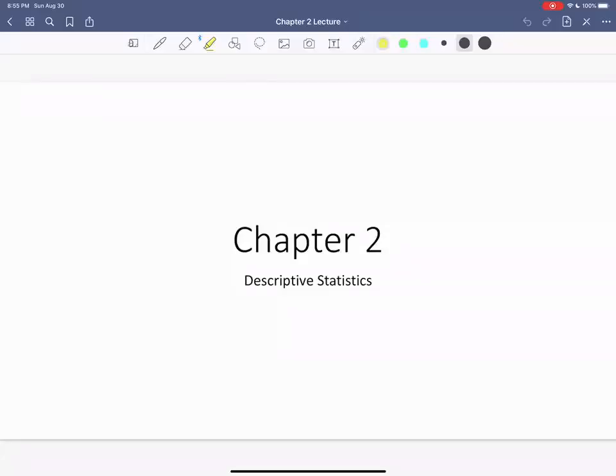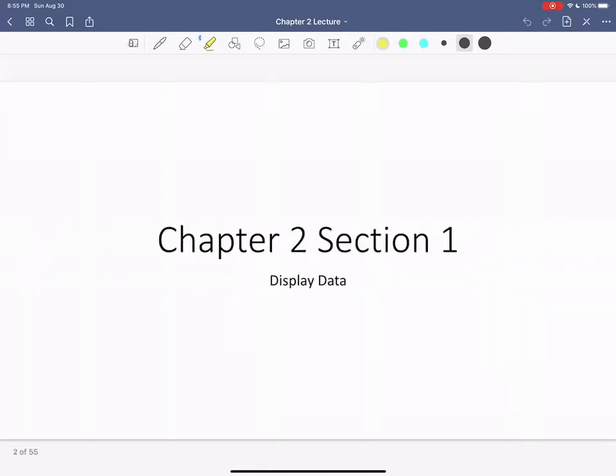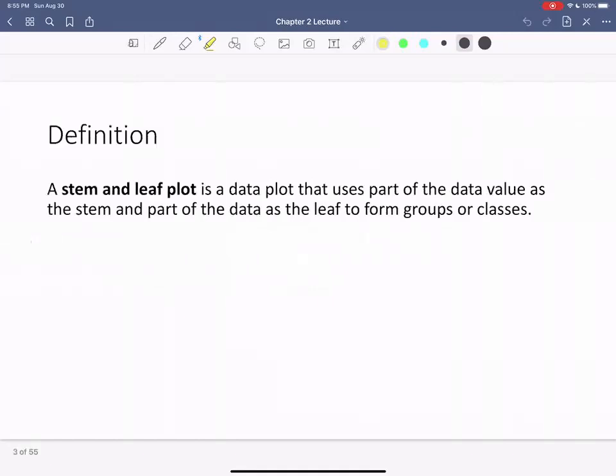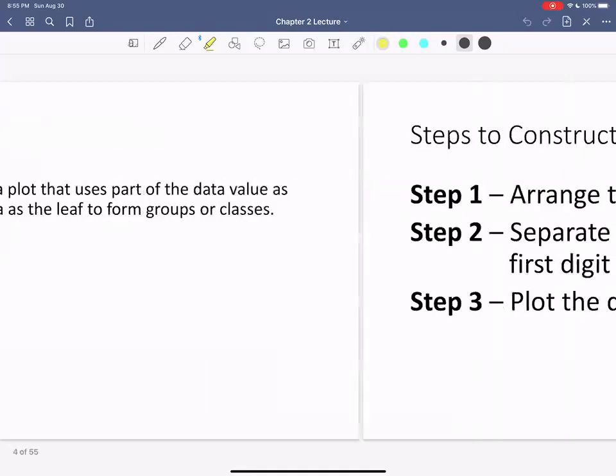Chapter 2, Descriptive Statistics. And the first section in the chapter is called Display Data. So the first definition is a stem and leaf plot, also called a stem plot. And what it is basically, you're taking your data and separating it so that you can see the last data value. The best way, let me show you some steps how to do it, and then I'll just show you how to do it.